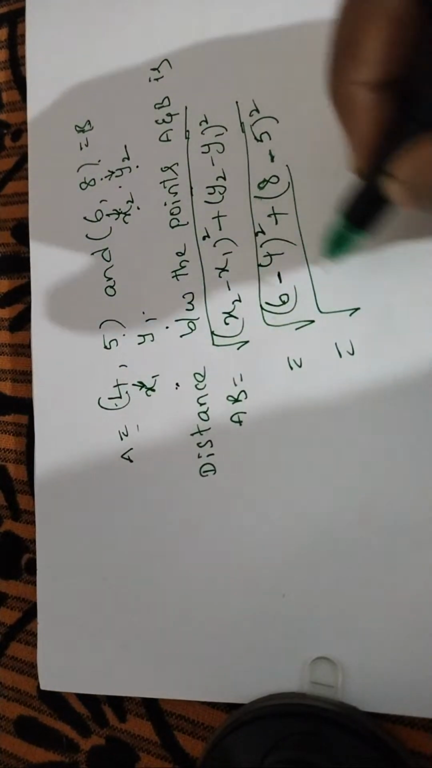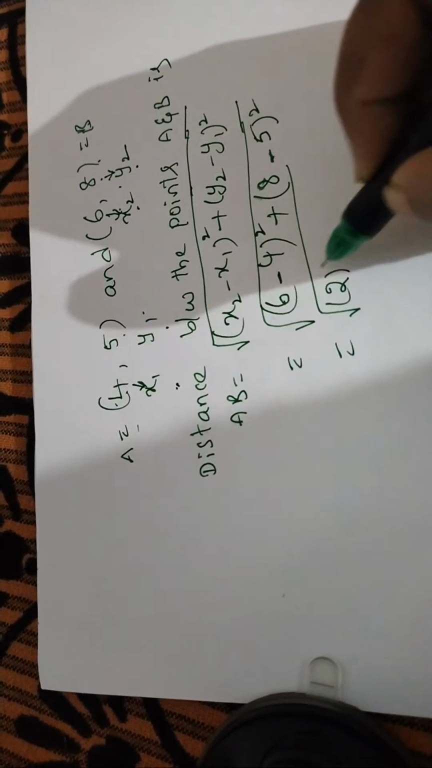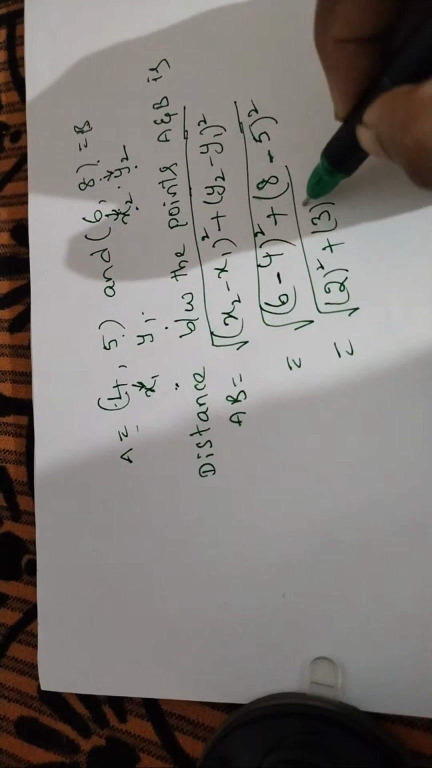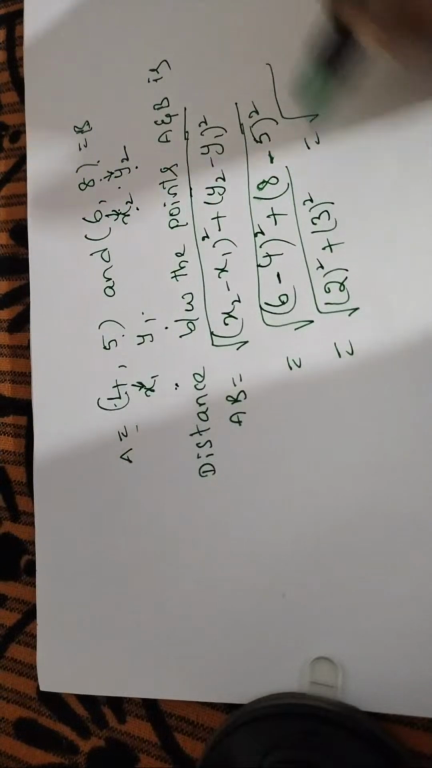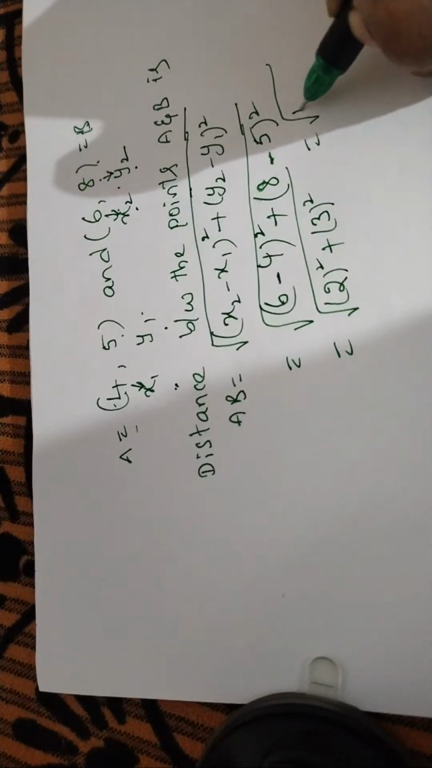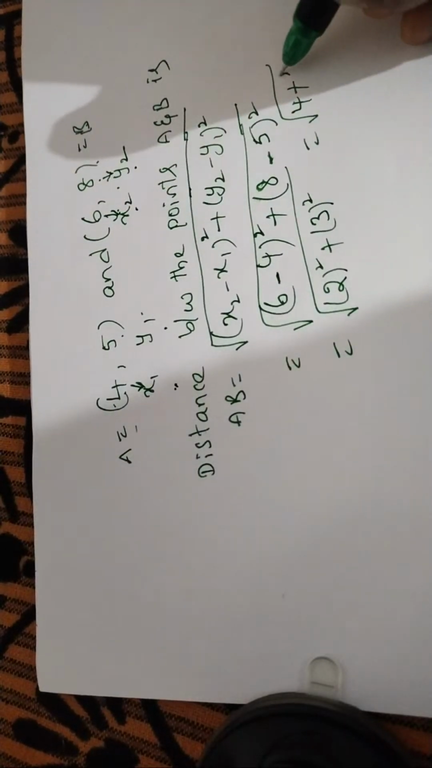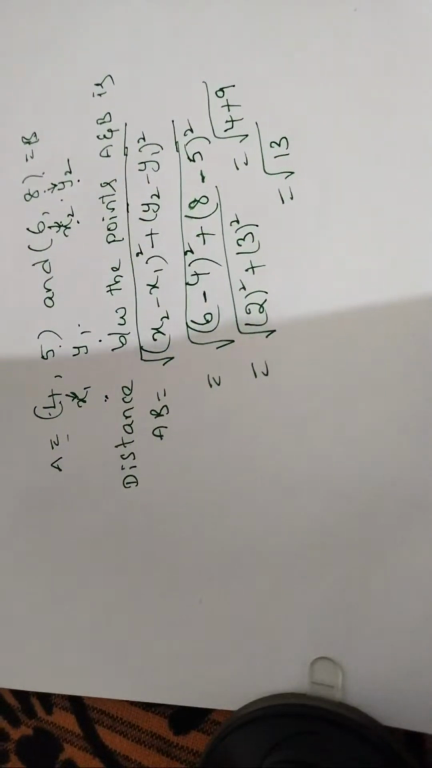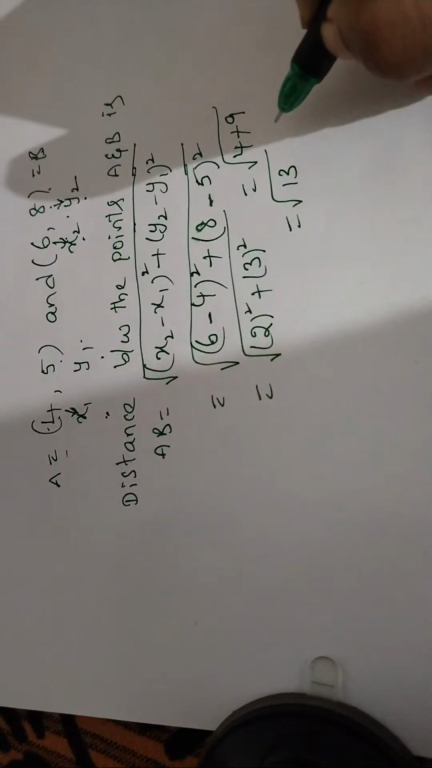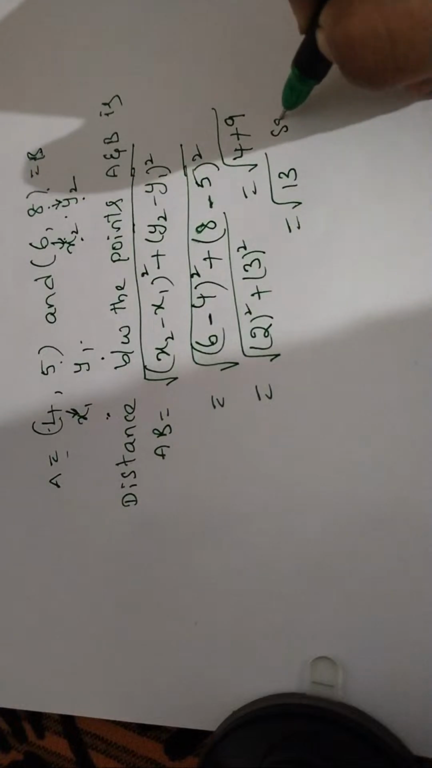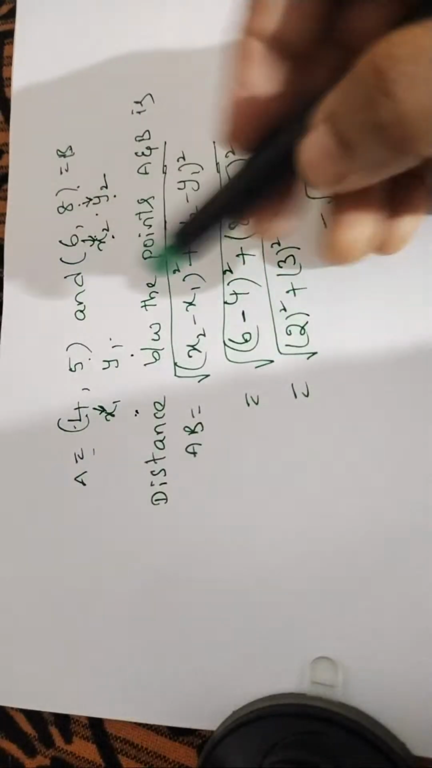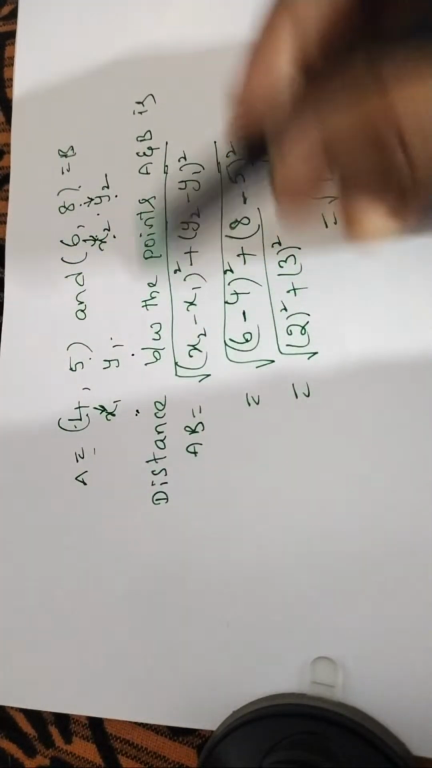Now 6 minus 4 is 2, 2 square. 8 minus 5 is 3, 3 square. 2 square is 4, plus 3 square, 9. The value is root 13. So the distance between A and B is root 13 square units. So this is the example for finding the distance between 2 points.